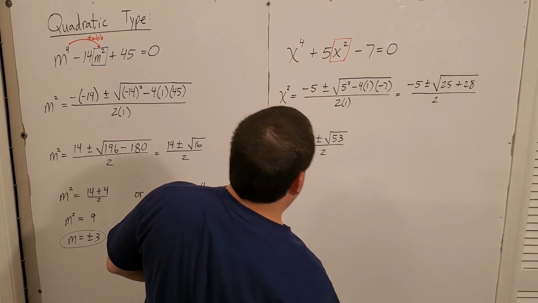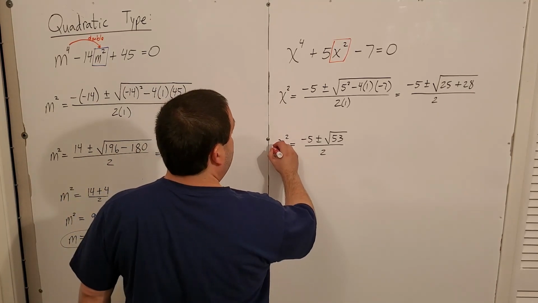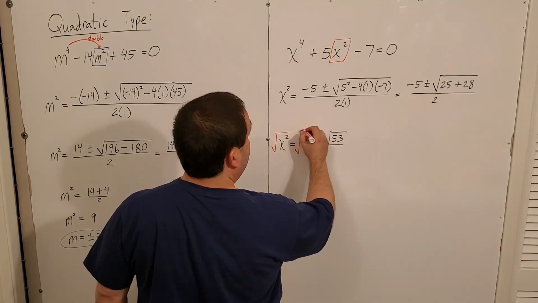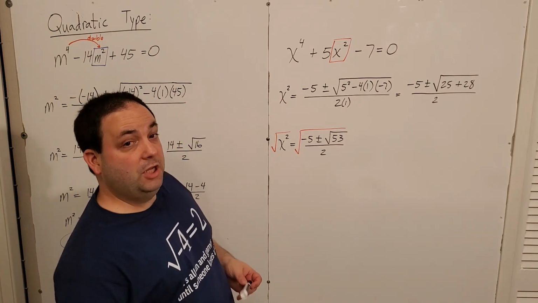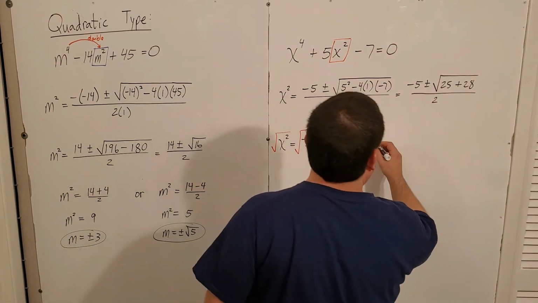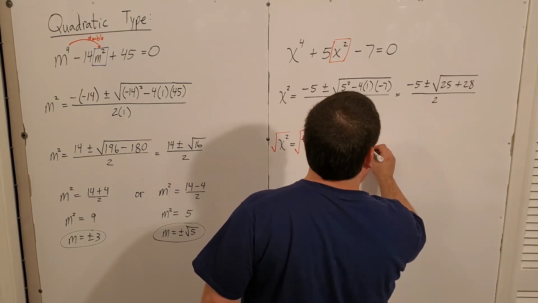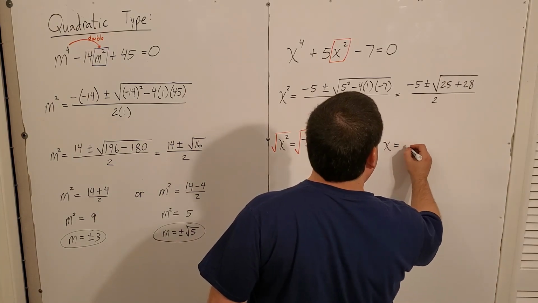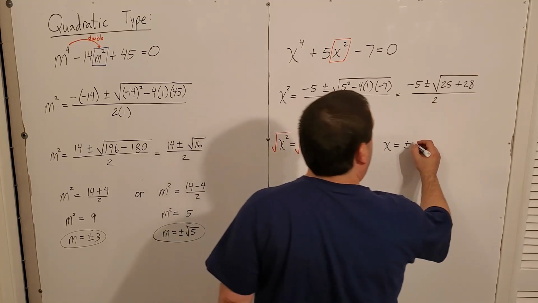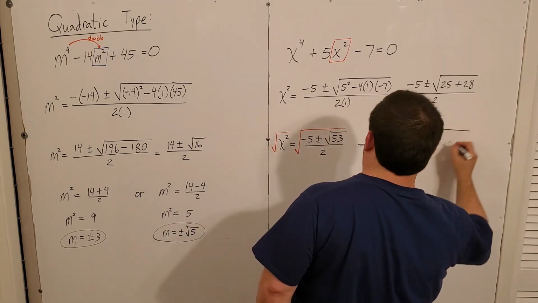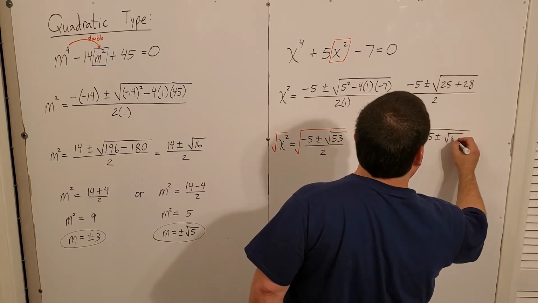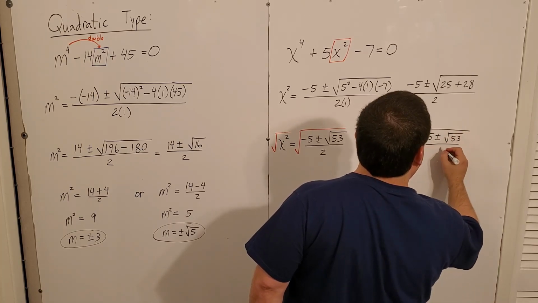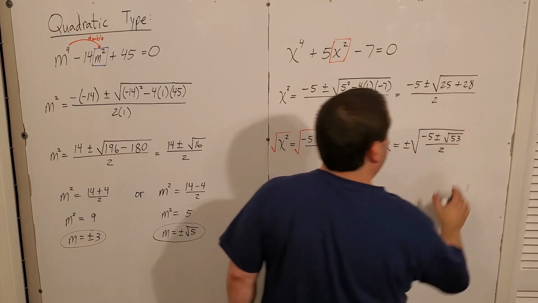Okay? So I'm going to take the square root of both sides. Yes, I know, square root on a square root. Very yummy. So this is what I've got in a concise way of writing it: plus or minus the square root of negative 5 plus or minus the square root of 53, all over 2.